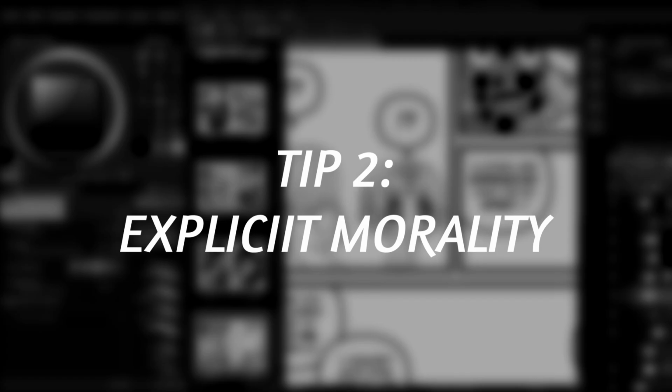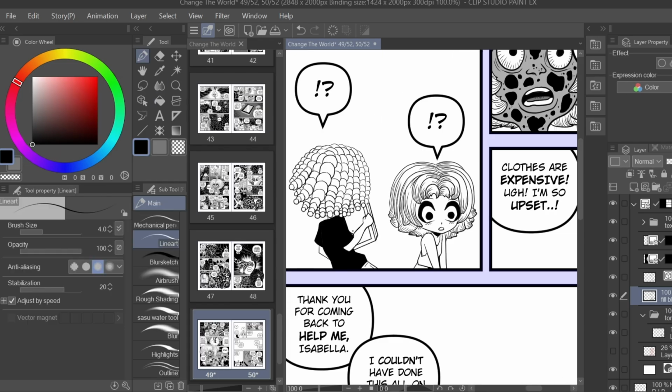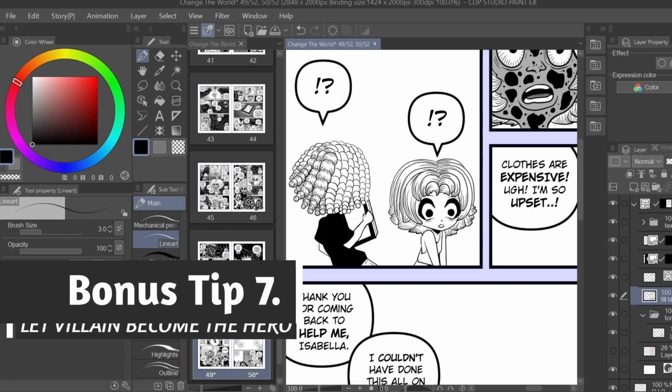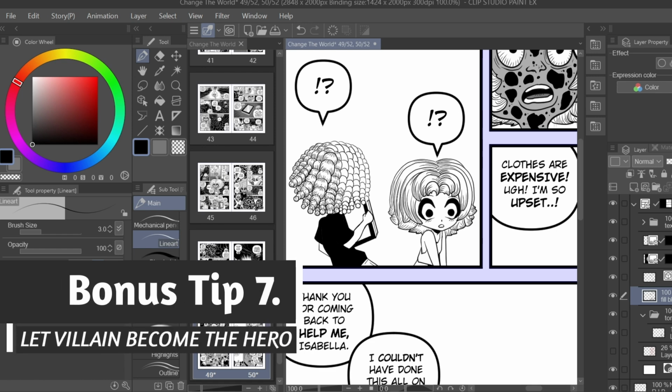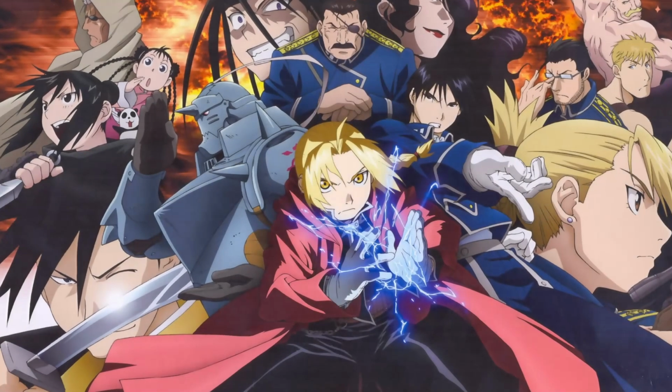Tip number 2. Clear morality. You should have some sort of justification for your villain character acting the way that they do. Make your reader understand the desperation or belief that led your villain character to this point. An easy way to do this is to let your villain character see themselves as the hero in their own story. Think of a character like Shou Tucker from Fullmetal Alchemist Brotherhood.